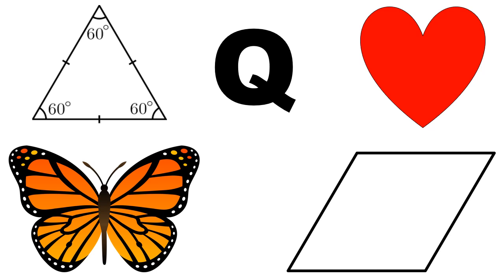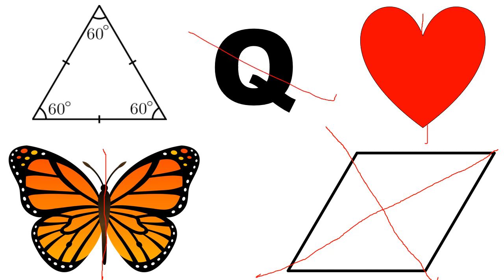So here are just some objects that show symmetry. The triangle we went over a minute ago. The butterfly only has one line of symmetry this direction vertically. If you did it the other direction, it wouldn't work. The rhombus here has lines of symmetry diagonally. The heart, and then the Q actually is not symmetrical. That is asymmetric.